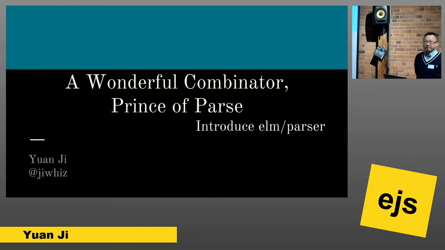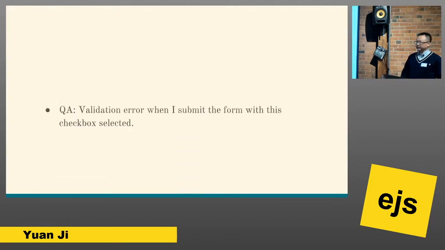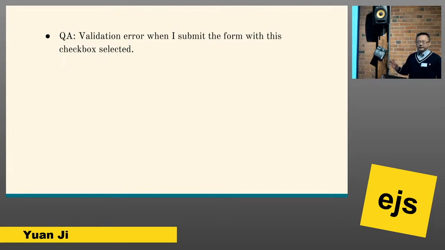As I mentioned, my daily job is to maintain two big systems. So, story. One day I was assigned a ticket. It's about a QA report. He said there's a validation error when I submit this form. I look at the system. There's one page to submit the form, and it's about 20,000 lines. A huge form.